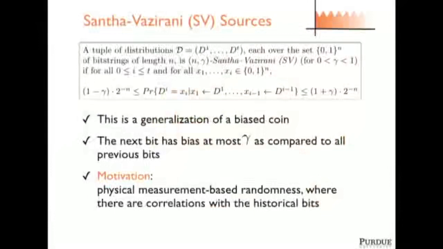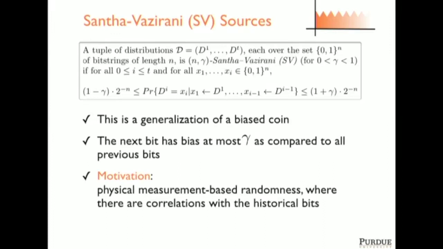So the well-known example for that is indeed the Santha-Vazirani sources, which are basically biased information. It's a generalization of a biased coin. The equation is there, but just to give the idea, in this case you keep on drawing an individual bit from such a source, and the next bit that you draw will always be conditioned on all the previous bits that you have drawn. That conditionality is defined by this parameter rho that I'm showing there.